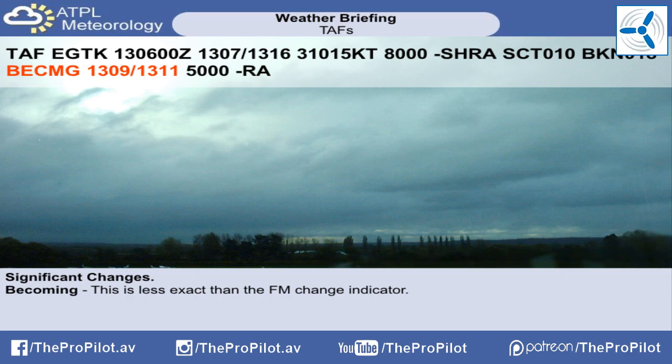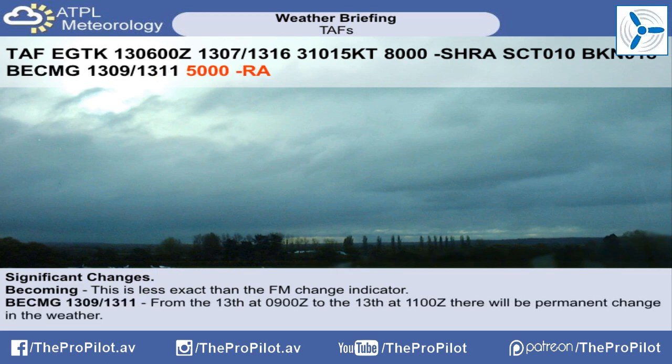The codes you see on the screen indicate that at some time on the 13th, between 0900 Zulu and 1100 Zulu, the visibility will permanently become 5,000 meters in light rain. Notice that the wind information has not changed. It will still be 310 degrees true at 15 knots.